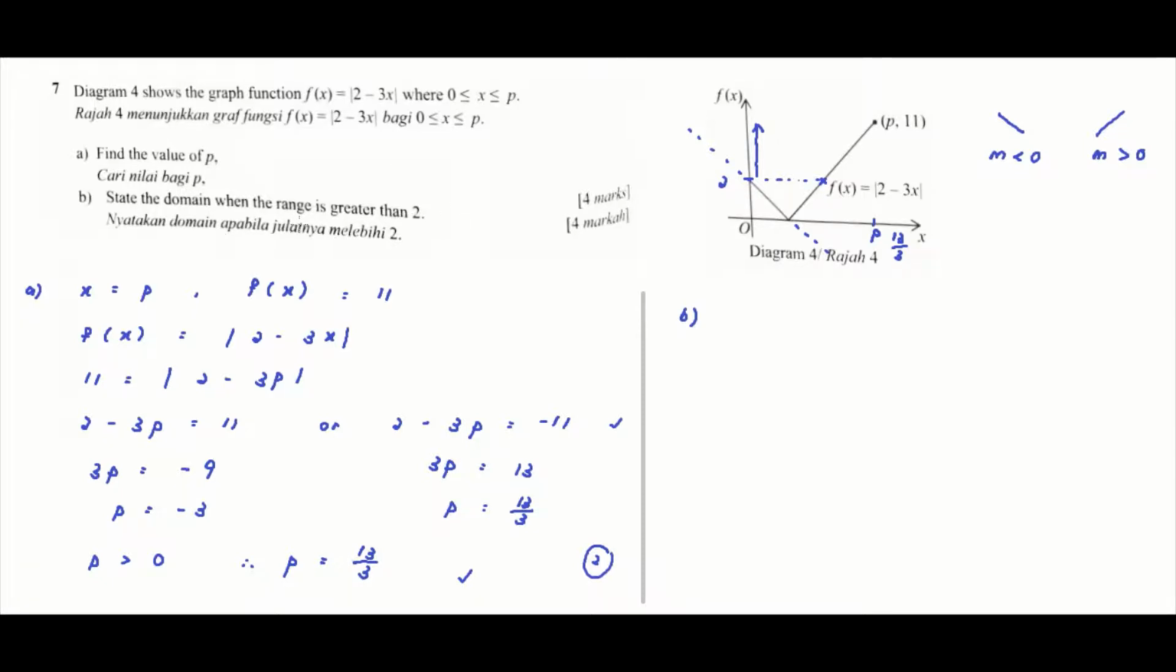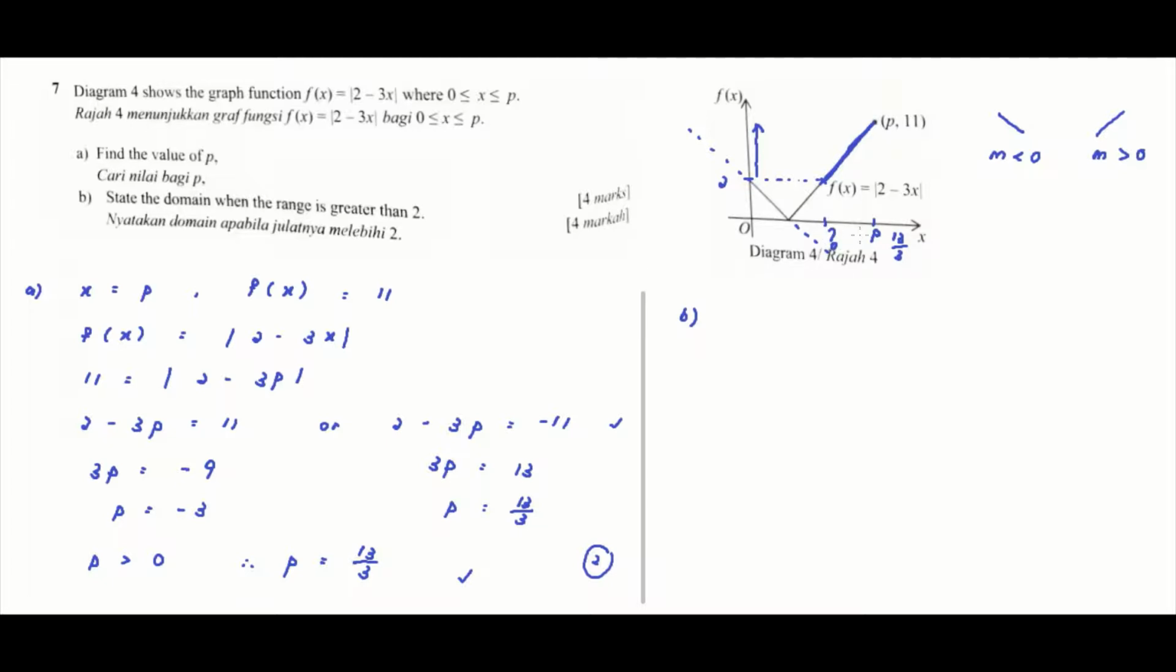So where is the domain that contributed a range of greater than 2? You can see for the domain from 0 up to here, it's going to give you a number that is lesser than 2. So this is not the part that we want. So for greater than 2, this is the line that we want. So what is the domain for this line? Then we have the n here, which is 13/3 already, right? So I need to find out this.